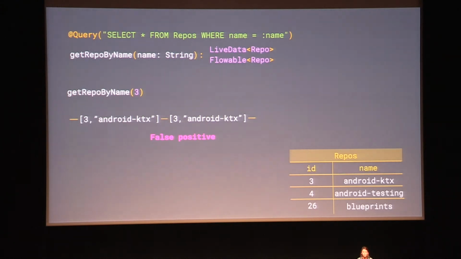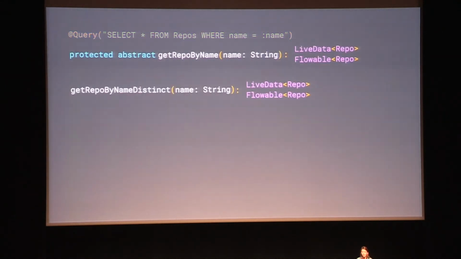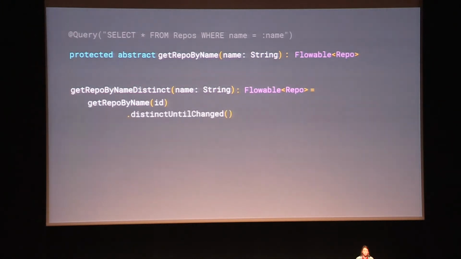So in order to fix this or to work around this, we can create a, let's say, repo by name distinct method in our DAO, and this is how it will look like. So if you're using flowable, I think the easiest solution is to use the distinctUntilChanged operator, and then let RxJava handle all the magic for you of just exposing unique elements or distinct elements.